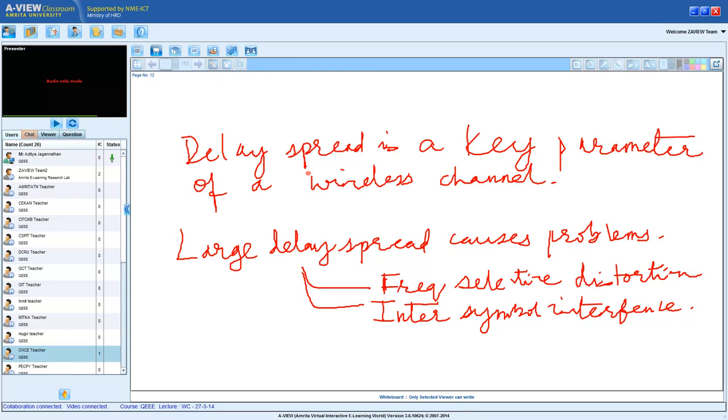There is nothing such as an average delay spread. There is no concept of an average delay spread. We all know about RMS delay spread, the mean delay, and the maximum delay spread. The mean delay is only a delay. It is not a delay spread. It is only the mean. It is not the deviation. Okay. Hopefully that clarifies the question. Any other questions?